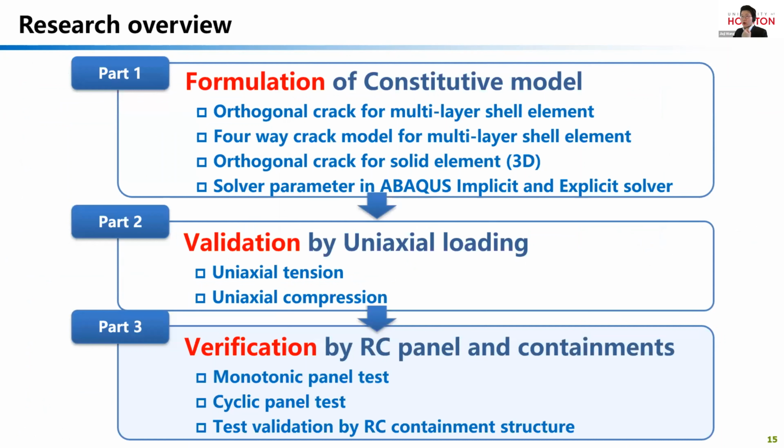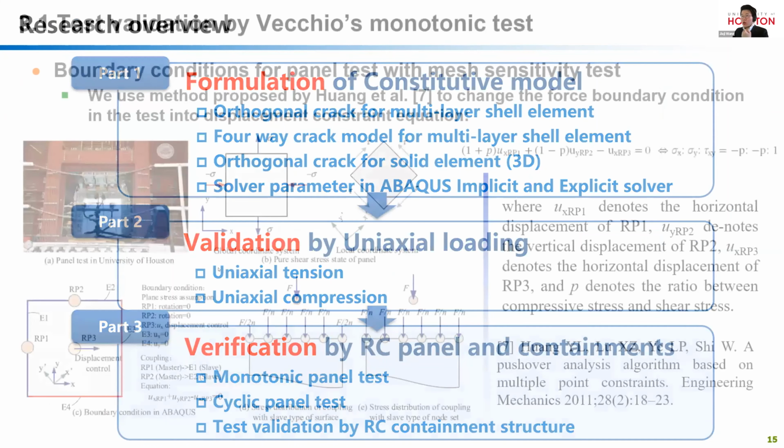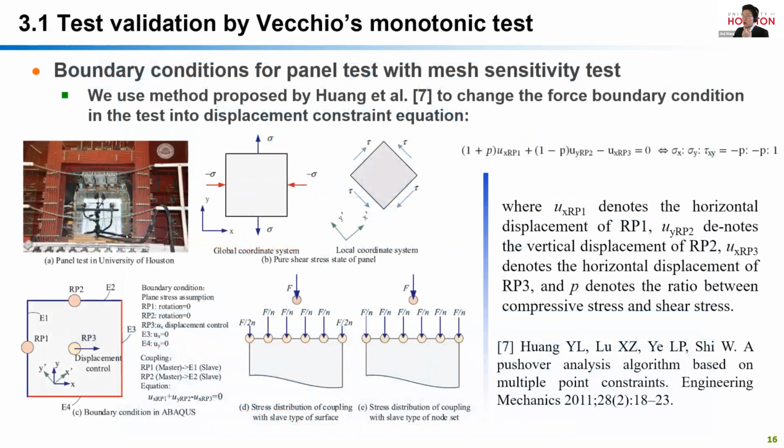Subsequently, the developed models are validated by RC panel tests and also RC containment tests in this research. The panel tester or universal panel tester have been developed in University of Houston and also in Toronto University for many years. The panel test machine can apply uniform shear stress state to a structural member.